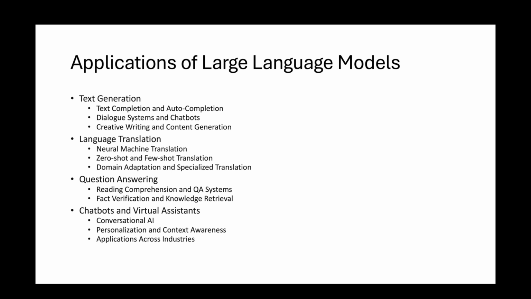users type. Dialogue systems and chatbots. LLMs power conversational agents and chatbots capable of engaging in human-like dialogue. Dialogue systems use context-aware generation to produce responses that maintain coherence and relevance within the conversation. Applications include customer service chatbots, virtual assistants, and interactive storytelling platforms.